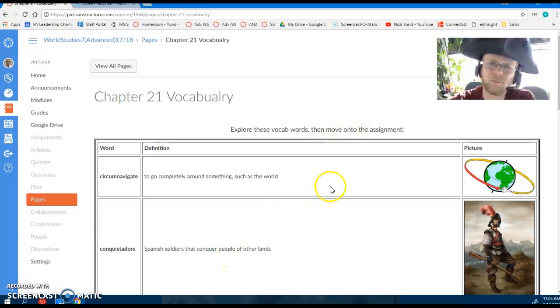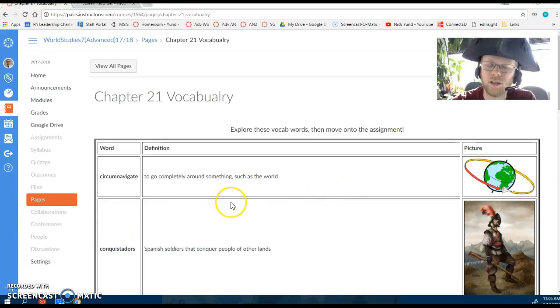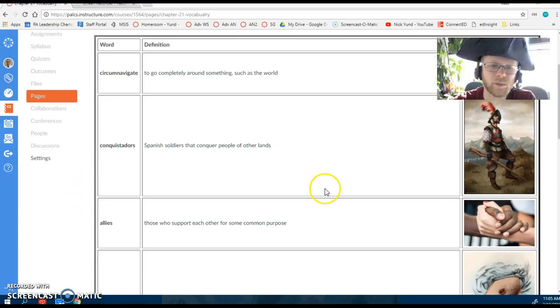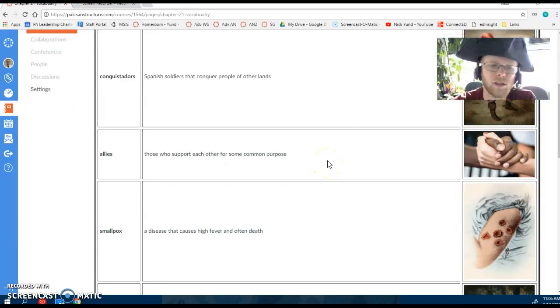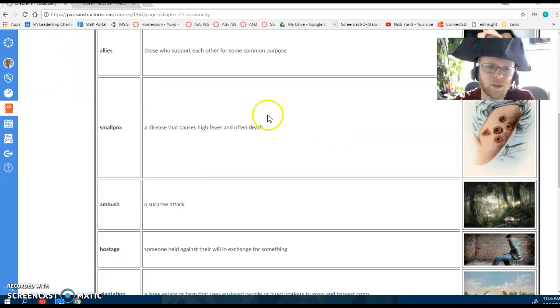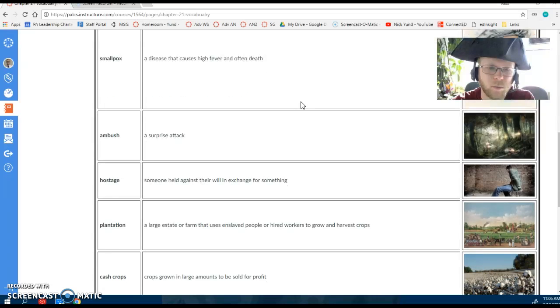Alright, circumnavigate means to completely go around something, such as the world, pictured here. A conquistador is a Spanish soldier that conquered people of other lands. Allies, those who support each other for a common purpose. Smallpox, a disease that causes high fever and often death. We'll learn all about smallpox.